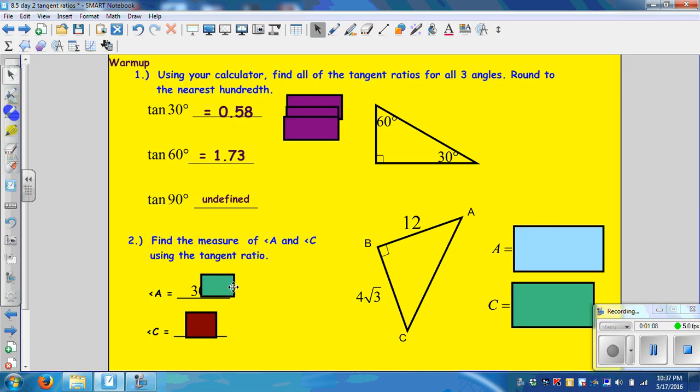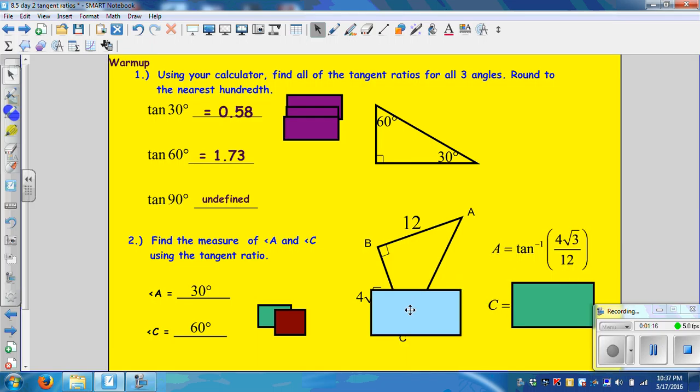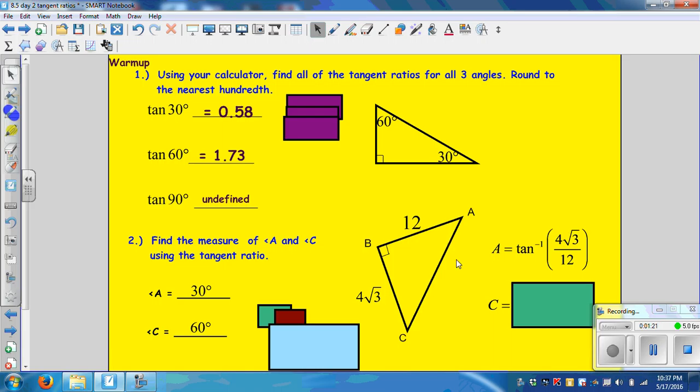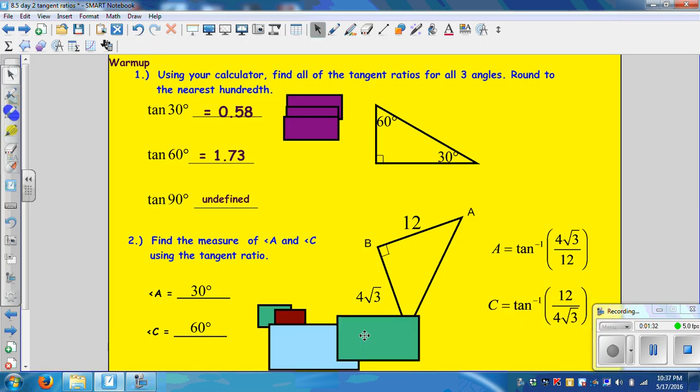For these two, angle A is 30 degrees and angle C is 60 degrees. So when we look at A, we can work backwards from the relationships that you see here. Angle A, in terms of tangent, is the opposite, which is 4 radical 3 over 12. To solve for A, the missing angle, use tan inverse. And of course, angle C would be tan inverse of the reciprocal. You could also just verify that if angle A is 30 degrees, then the sum of angle A and angle C has to be 90 degrees.